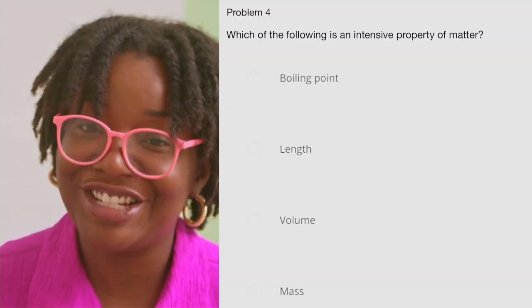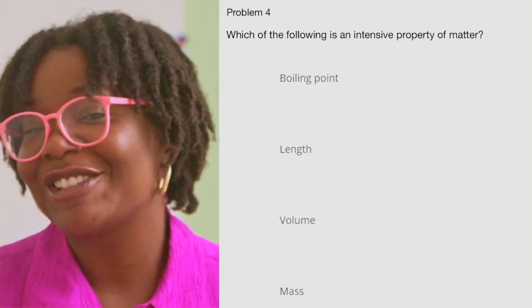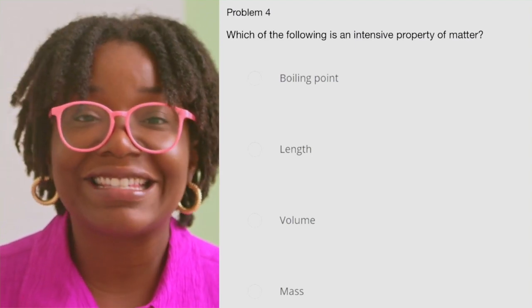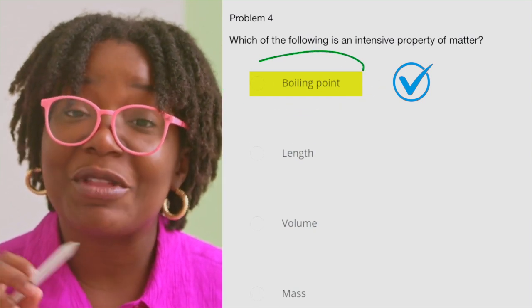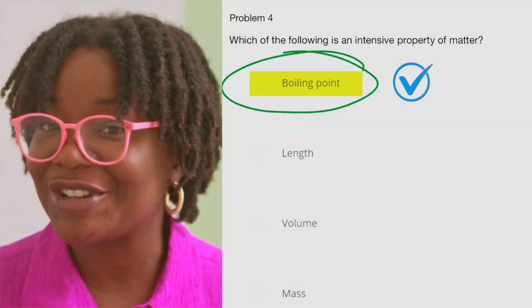So let's go ahead and look at some of these properties. Option 1, boiling point. We just talked about this, right? So boiling point is going to remain the same for a substance no matter how much of that substance you have. And so that means that our answer is the first one.